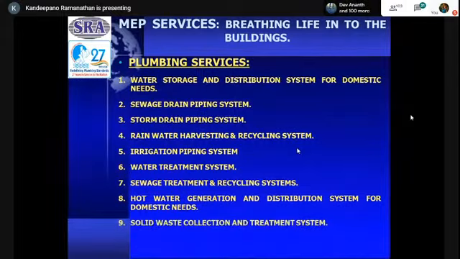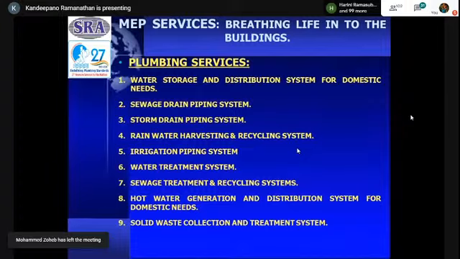Now then, solid waste collection and treatment system. Even though you might think plumbing means fluid mechanics, where only liquid is supposed to be involved, how come solid waste is being talked about here? Please understand, plumbing services is supposed to be PHE, Public Health Engineering Services, where solid waste also forms part of that. So, solid waste collection and treatment system.